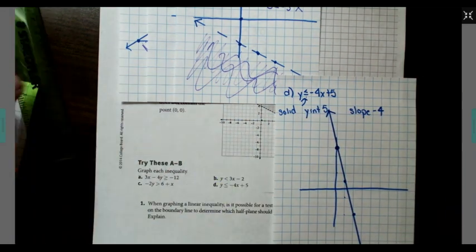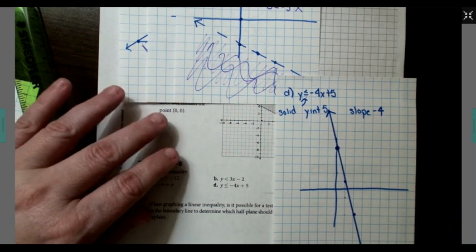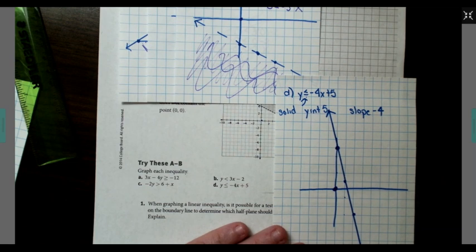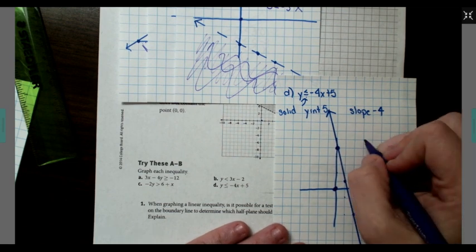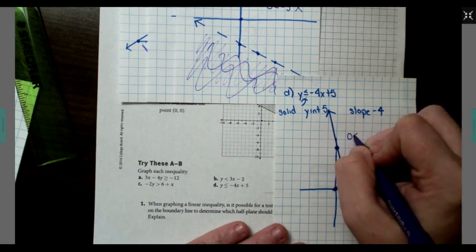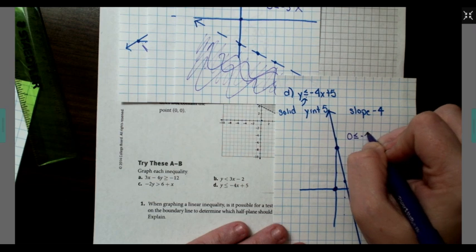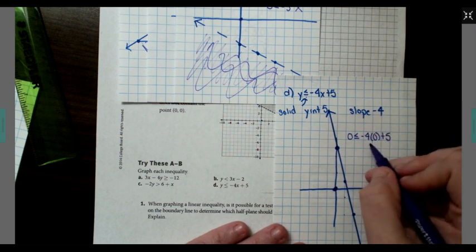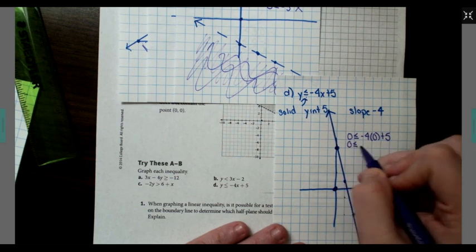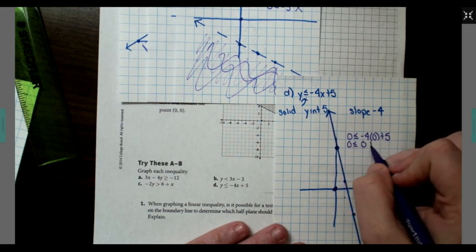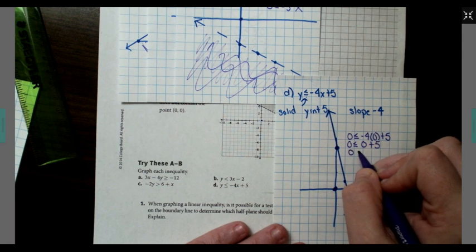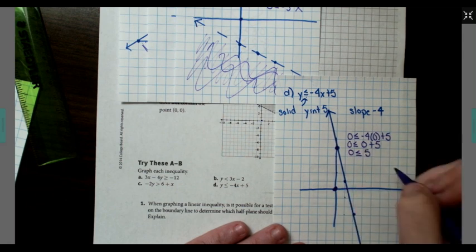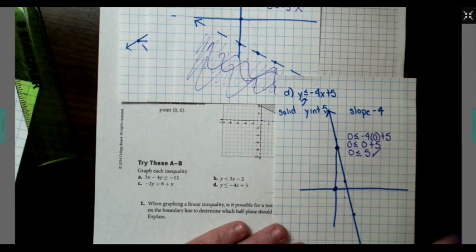My favorite test point, if it's not on the line, is 0, 0. So let's go ahead and plug that in. 0, 0 is not on that line. We're going to take in 0 less than or equal to negative 4 times 0 plus 5. Well, 0 is less than or equal to 0 plus 5. Is 0 less than or equal to 5? Yes, that's a true statement.